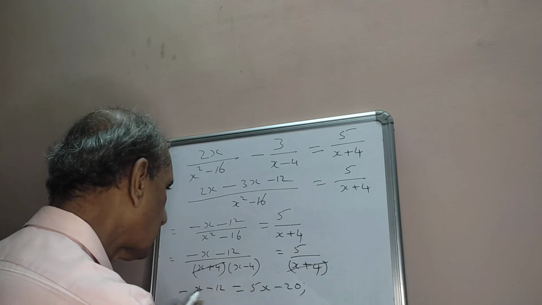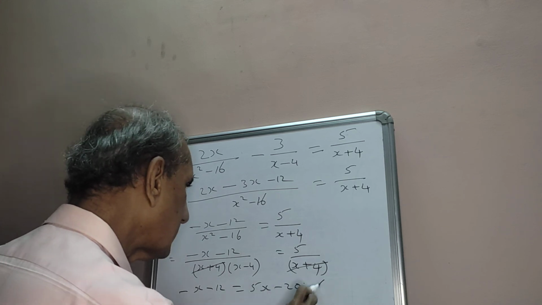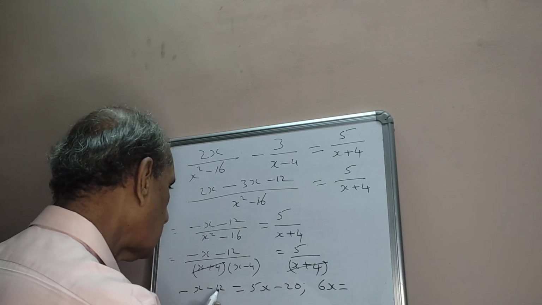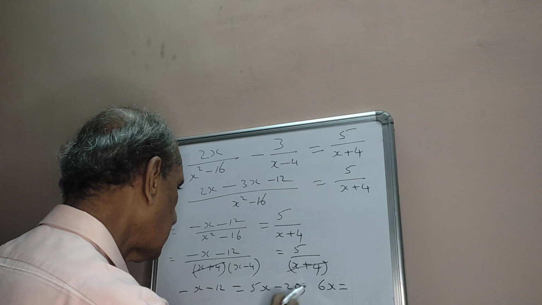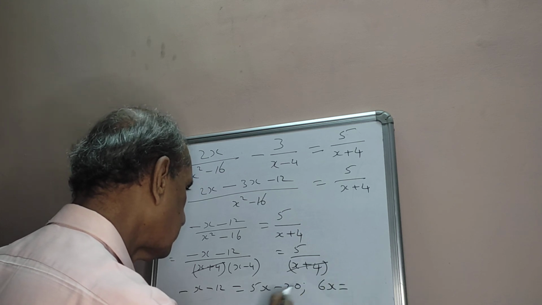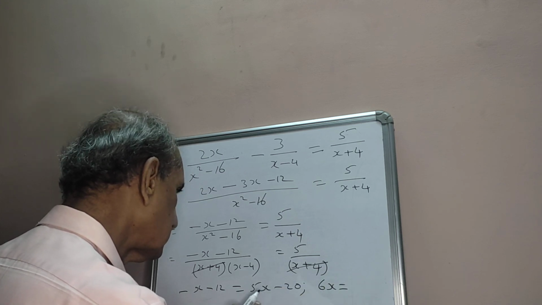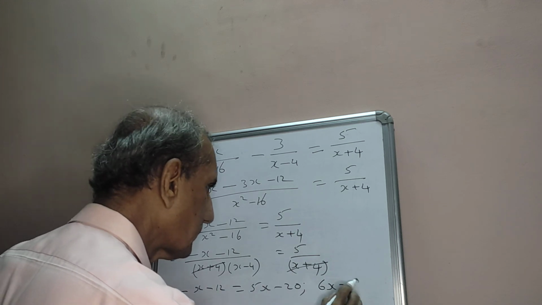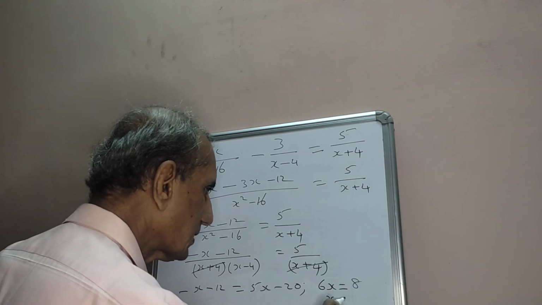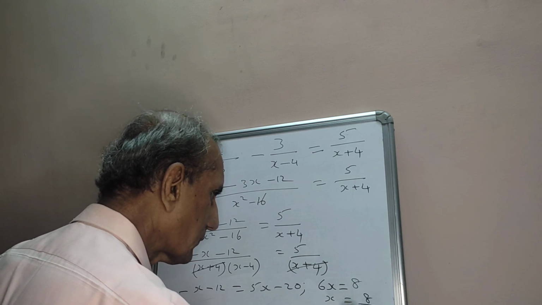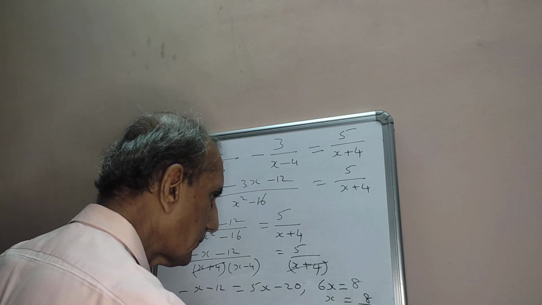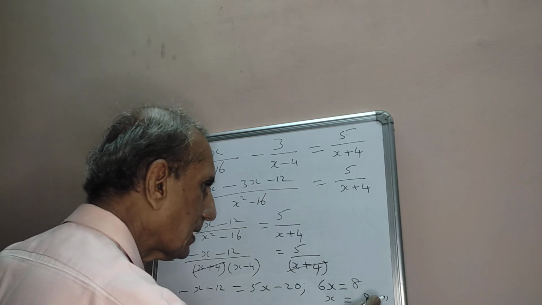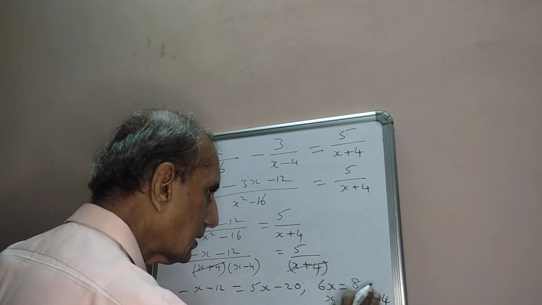Okay. So that means what? My 6x would be equal to 8. So x will be equal to 8 by 6. Or you can simplify and write 4 by 3.